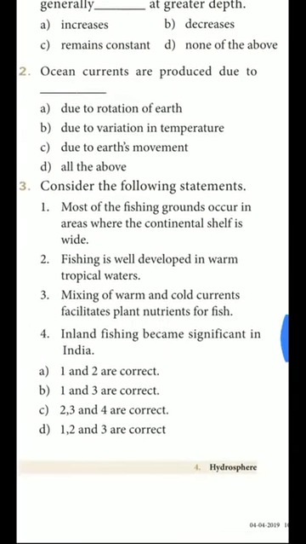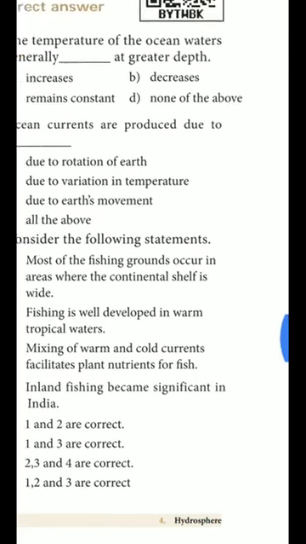Next, fourth one, consider the following statements. Here 1, 2, 3, 4 they have given. Option C is the correct answer. 2, 3 and 4 are correct.